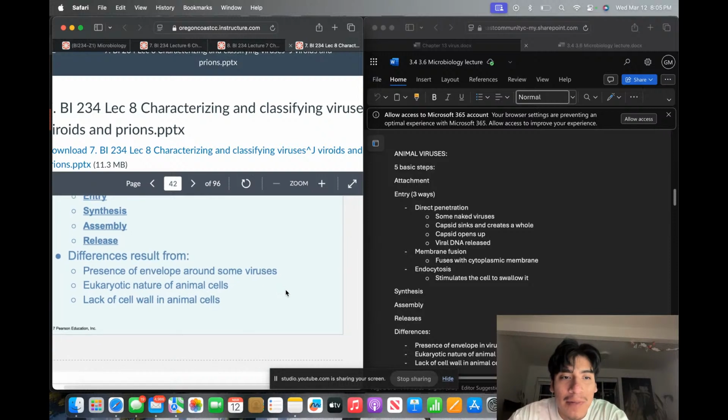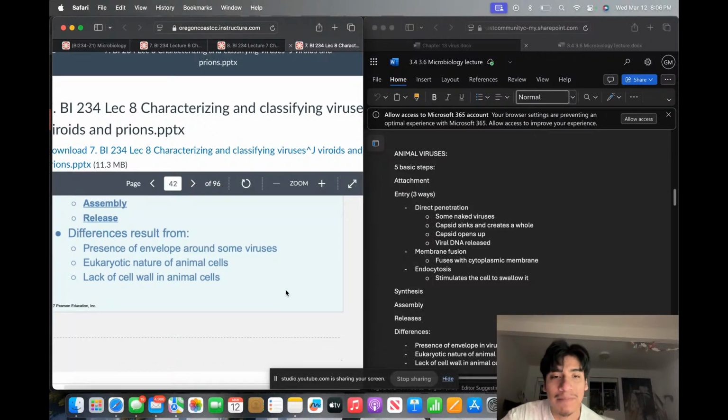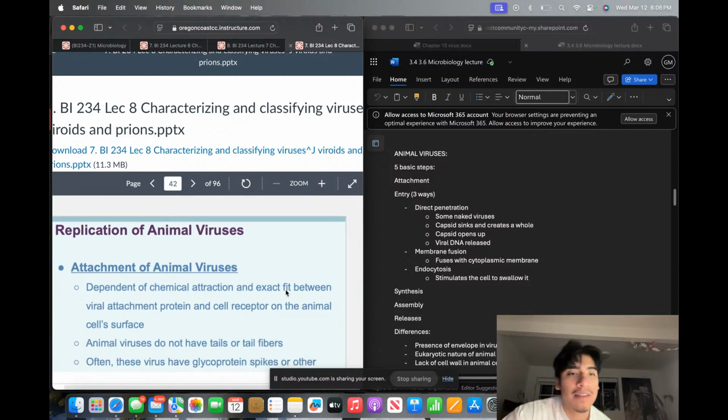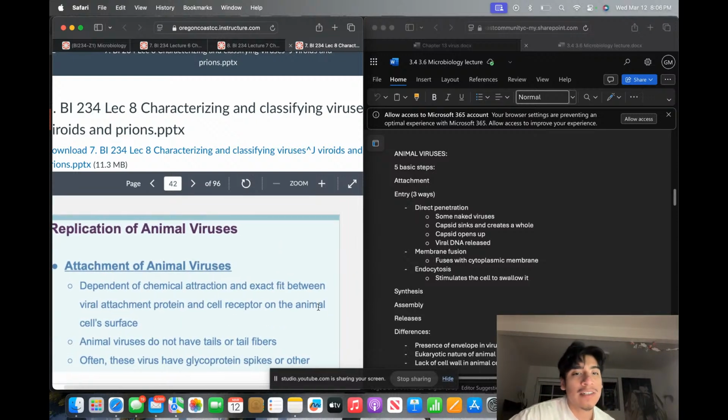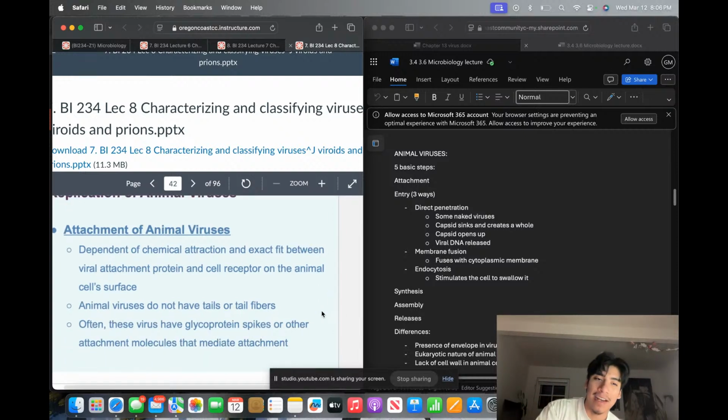And differences result from the presence of an envelope around some viruses, because now envelopes are really going to matter in this sense, because our cells don't have cell walls. Eukaryotic nature of animal cells and lack of cell wall. Yeah, so there are going to be some differences. Attachment is dependent on chemical attraction and exact fit between the viral protein and the cell receptor. So the virus is going to have an attachment protein, and it's going to bind to a cell's receptors. And that's the lock and key feature. Animal viruses do not have tails or tail fibers.